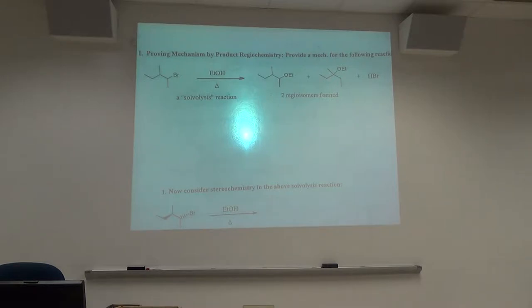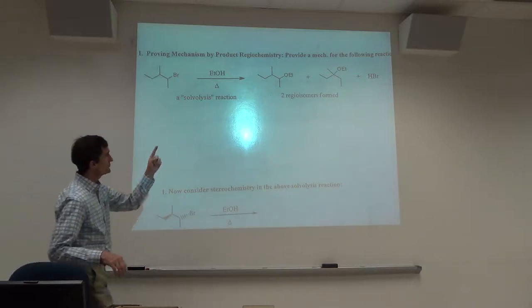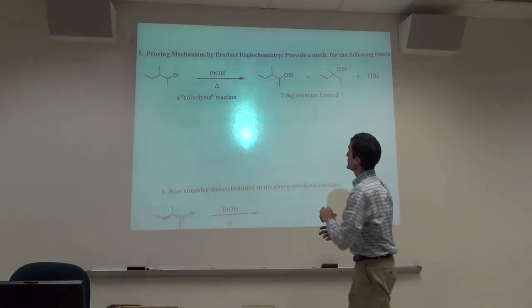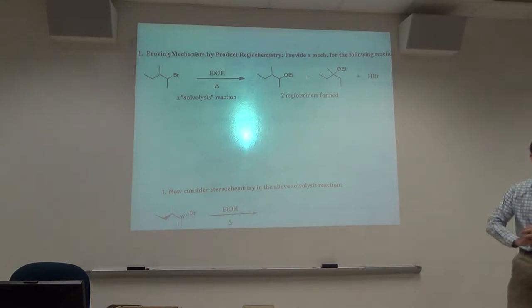First off, this is a solvolysis reaction. Ethanol is usually a typical solvent. Basically, the alkyl bromide is reacting with the ethanol solvent. Two products formed, two regioisomers. The bromine has been substituted. The bromine was a leaving group.